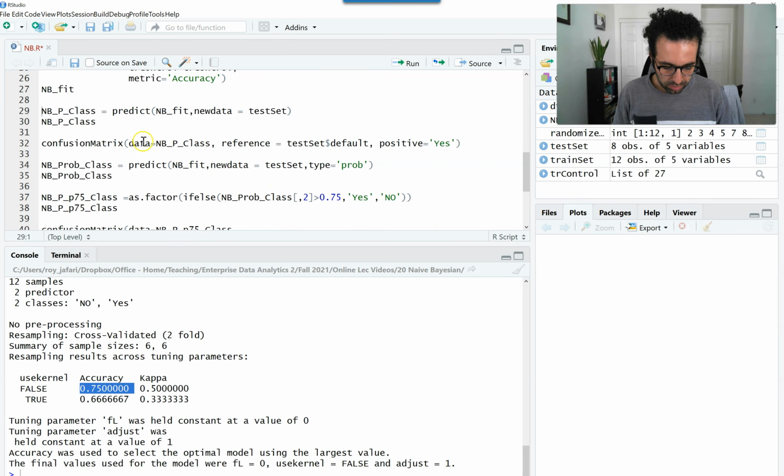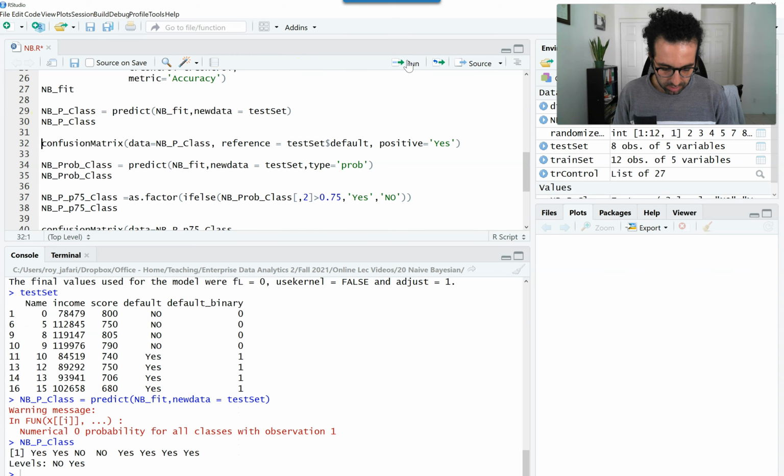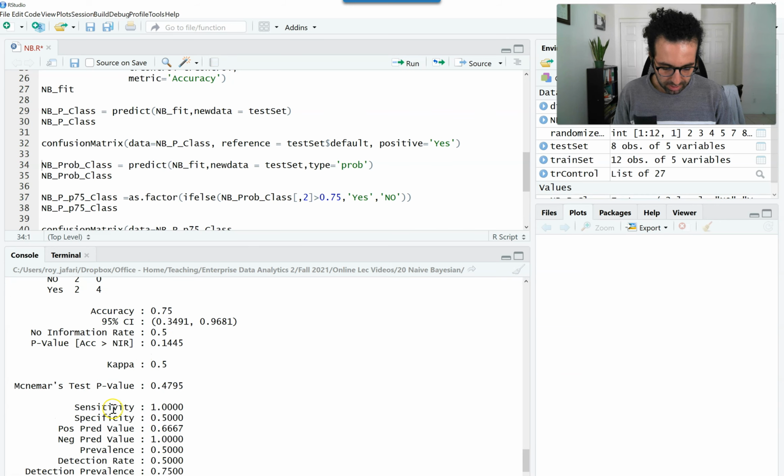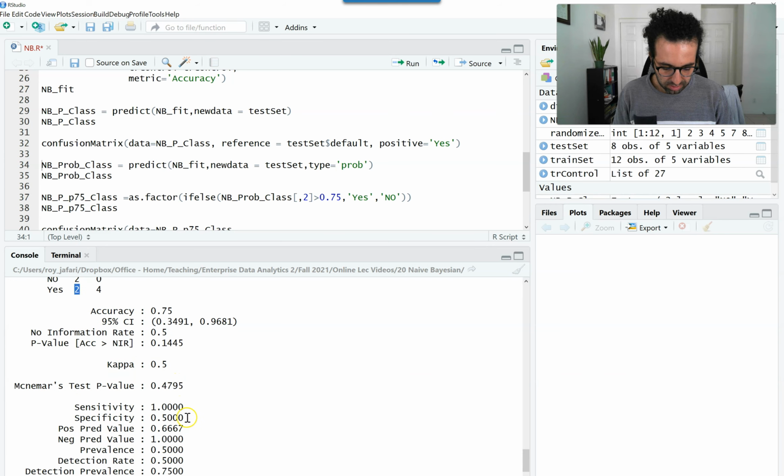Now let's look at our test set. We predict for the test set, and these are those predictions. Most of them are yes. Then we create a confusion matrix, and we see that it has some false positives, actually 2 of them. So it makes sense that sensitivity is great, but specificity is low.